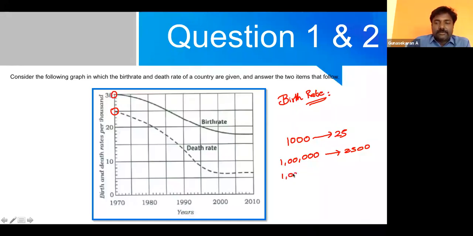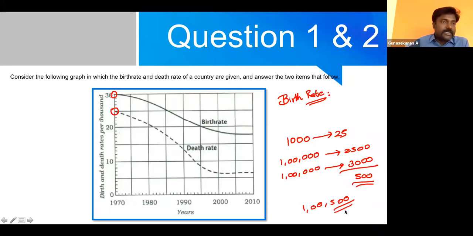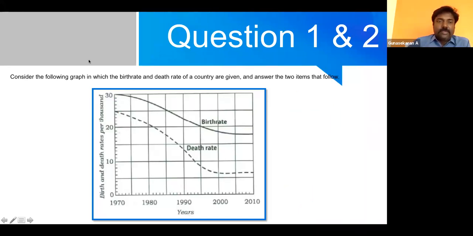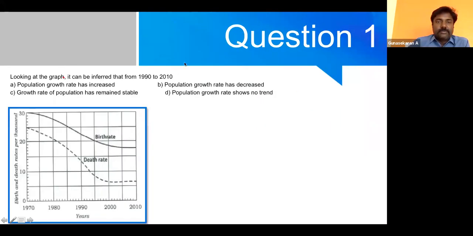Similarly, next year the birth rate is 30. So if the population is 1 lakh, then 3,000 will be the births. So next year the population will increase. Understand? That's the meaning of birth rate and death rate. So based on that, now we need to answer these questions 1 and 2.